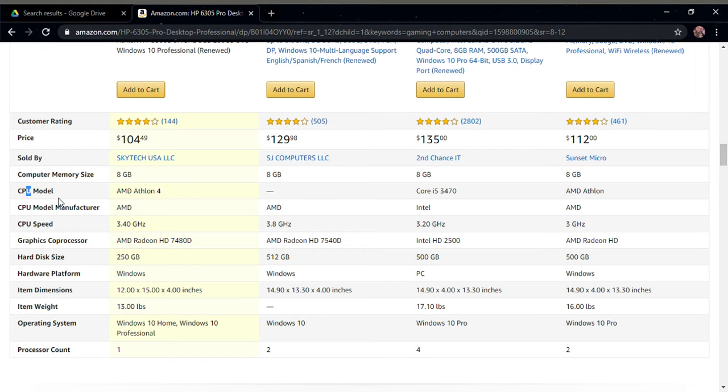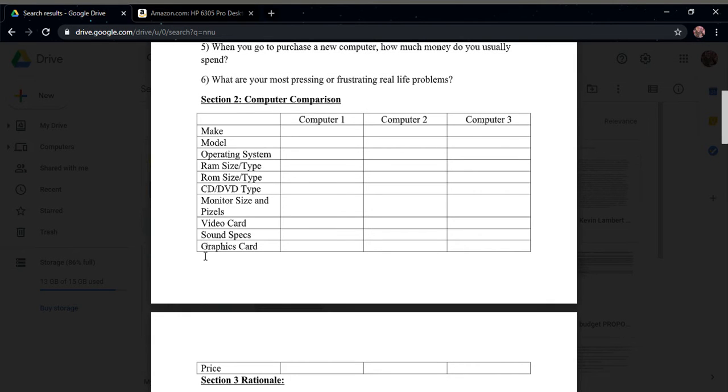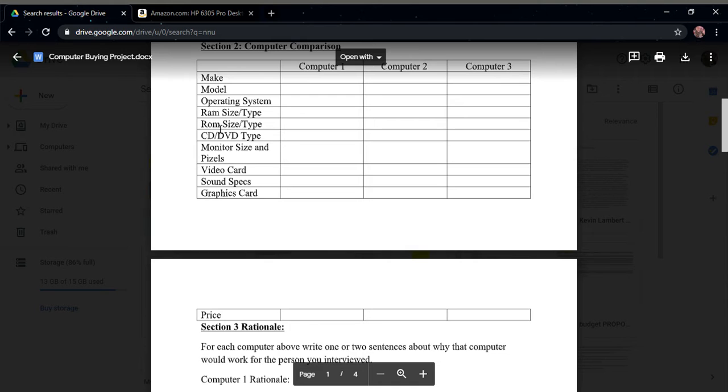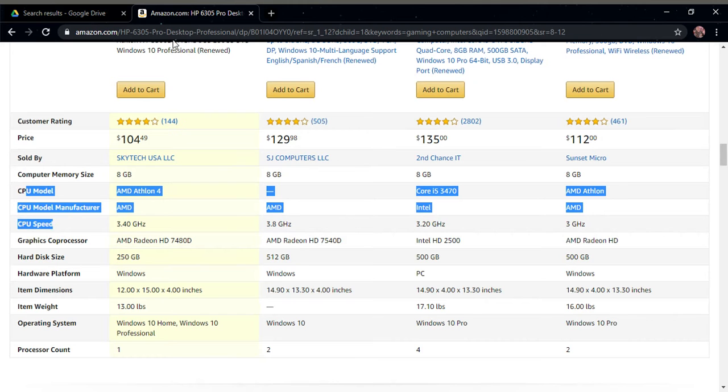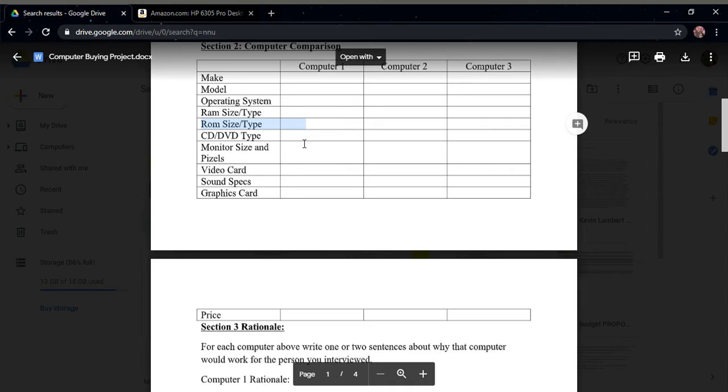So processor, model, and manufacturer, that goes somewhere right in here. Well, actually, I didn't ask for that, so you're lucky there. ROM size and type, that's going to be right down here, hard disk size. Your ROM is also known as your hard disk, and if it doesn't tell you SSD, that means it's a traditional hard drive, which is HDD, hard disk drive. So we would write 250 gigabyte hard disk drive there.